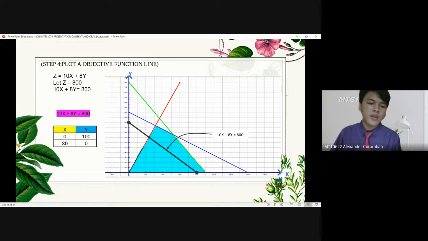If we substitute 80 in x, we will get 0 for y. So we plot the 2 points and connect them, then we will get the objective function line. Okay, this is step 4.